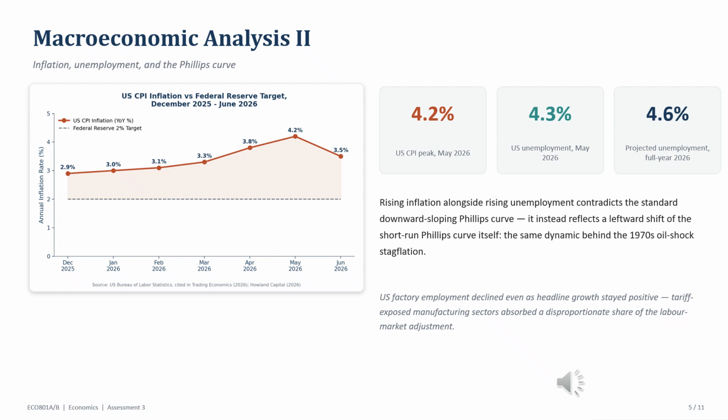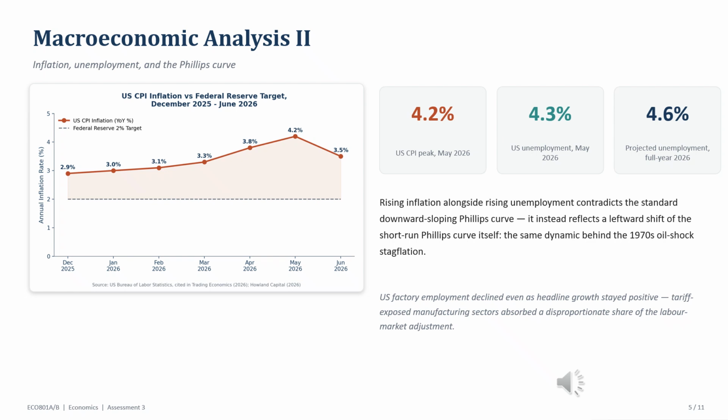One possible explanation is that the economy is experiencing a supply side shock. For example, higher tariffs and higher production costs can push prices up, while at the same time, businesses may reduce production and employment. This creates a situation where the usual trade off between inflation and unemployment does not work as expected. Therefore, the economy may be experiencing a leftward shift of the short run Phillips curve rather than simply moving along the existing curve.